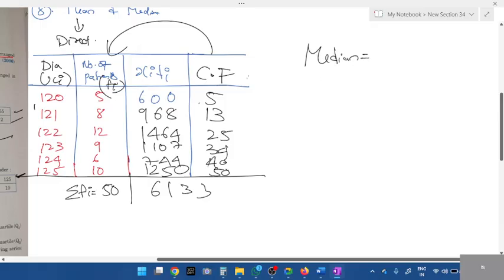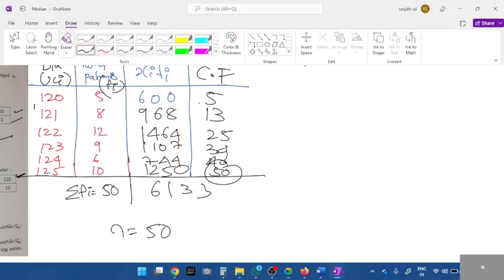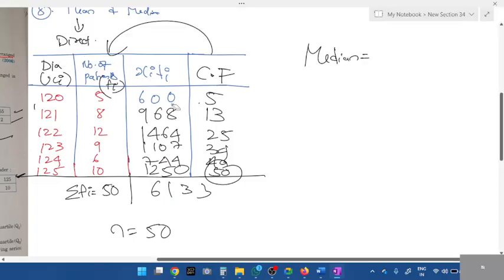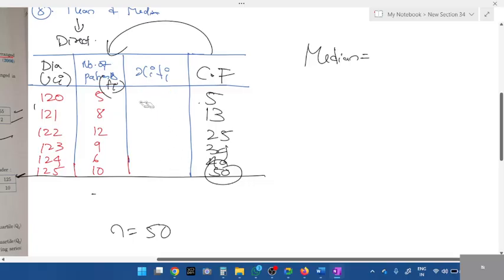What's the median? Oh, sorry, what is n value? N is equal to 50. Is it odd or even? All of you have written this table. Students, have you written the table? Even in exam, write cumulative frequency. Now to avoid confusion, I'll just erase all this. We need only these two values. Look here. N is 50. Now tell me the answer.